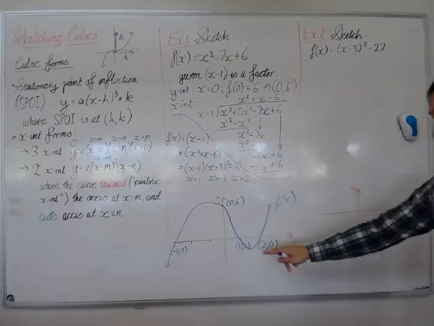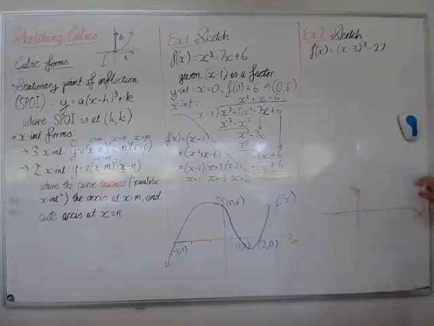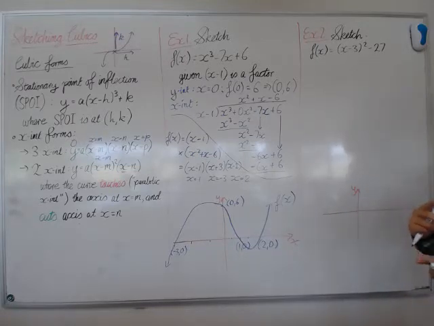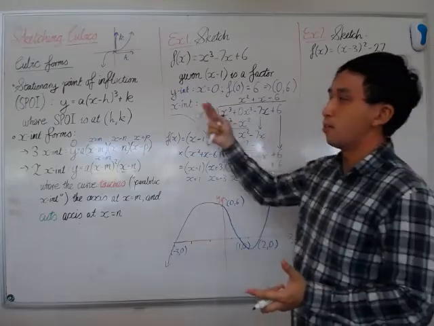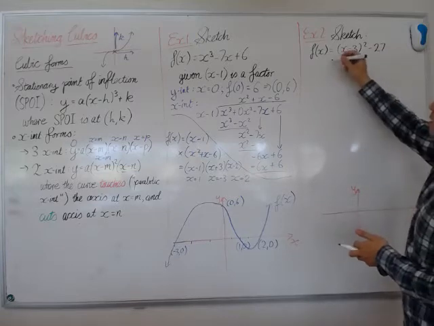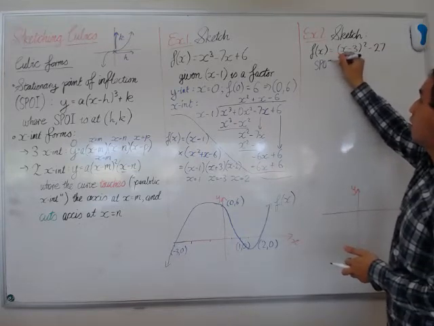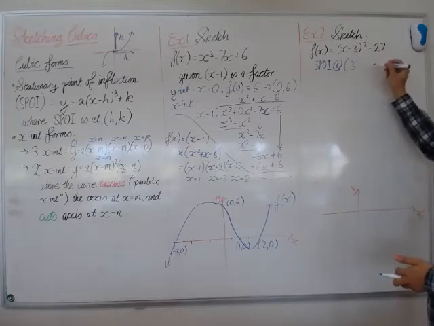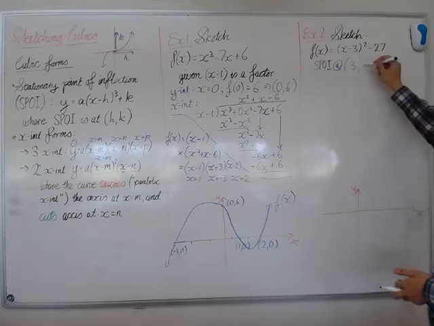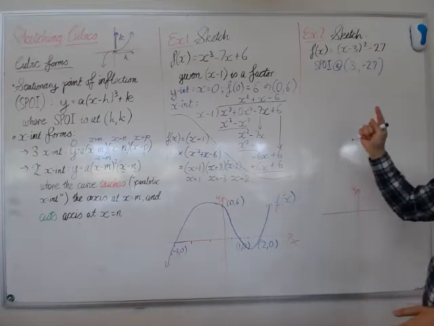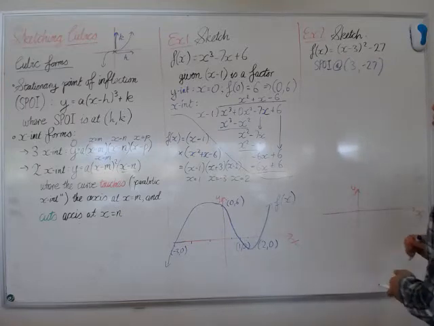Talk more about these turning points when we get to a later topic. Okay, so here's a rule, I should say, and it's in a very convenient form. So it's in the SPOI form, stationary point of inflection. What this is telling us already is that it's a SPOI at 3. Remember, we take the opposite sign here, and at negative 27. So it's been shifted to the right by 3 units and downwards by 27 units.